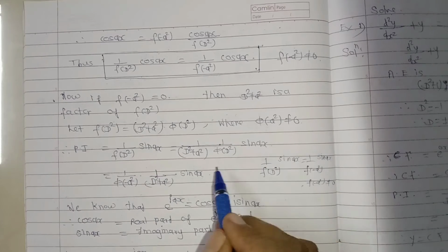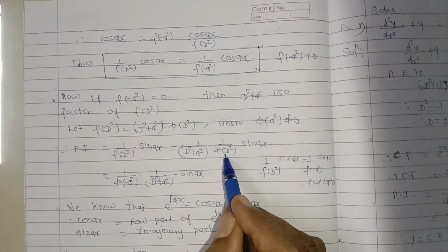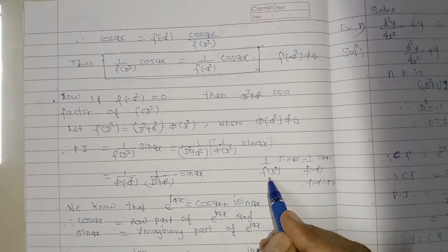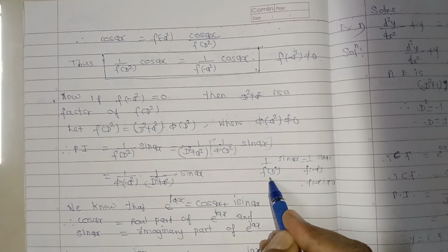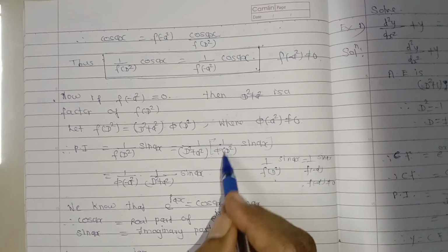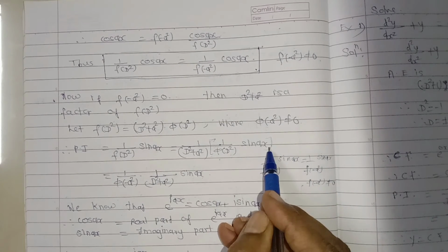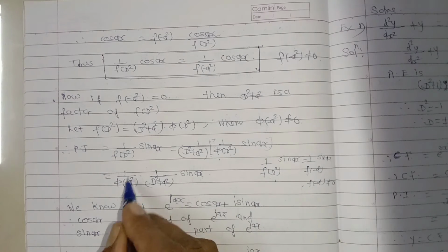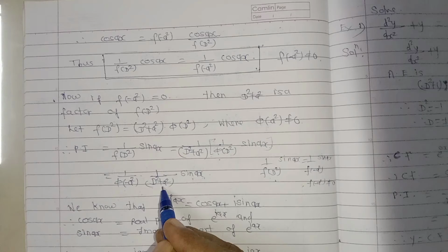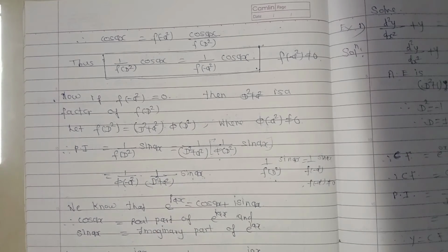Using this result for phi, this is f and this is phi. So we use this result: 1 upon phi of D square operated on sin of ax equals 1 upon phi of minus a square sin of ax, and the term 1 upon D square plus a square stays as it is.